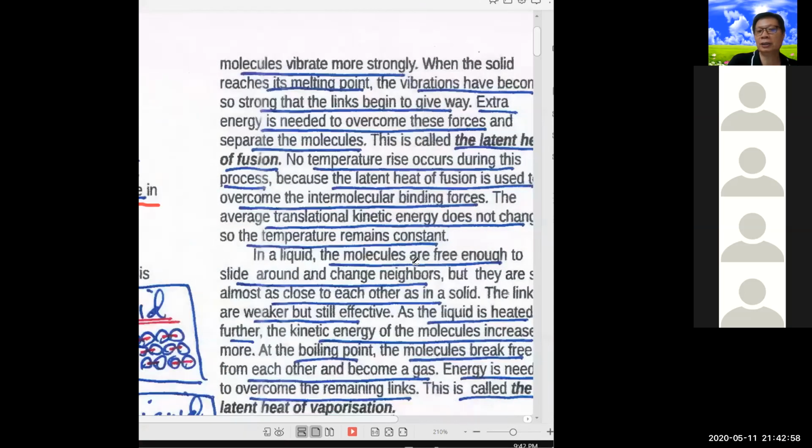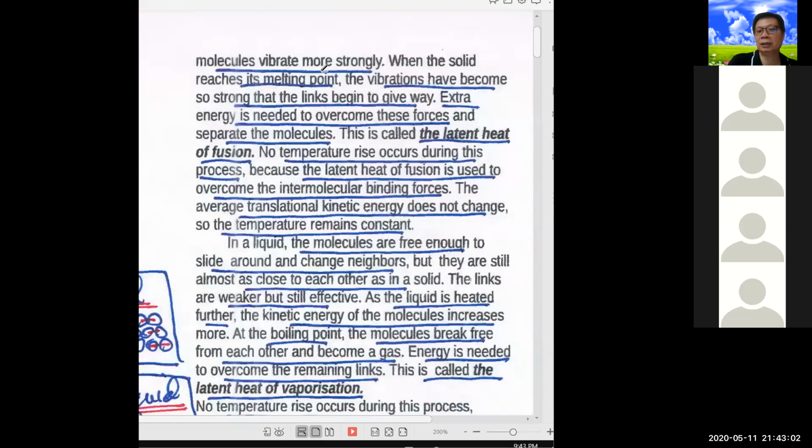We cannot see. Okay, now as the molecule vibrates more strongly, when you heat the molecule, heat up, right? So the molecule vibrates strongly. When a solid reaches a melting point, you want to change from solid to liquid already, right? The vibration has become so strong that the link begins to give way. Give way means loss, become loose already.